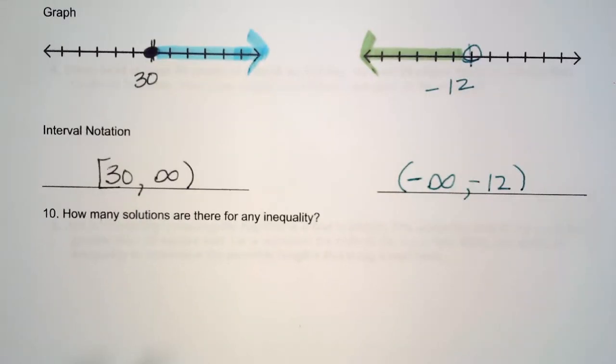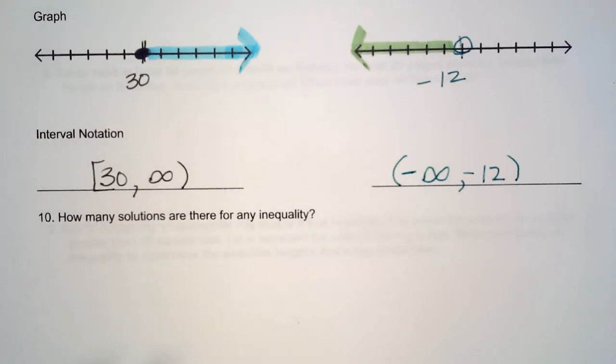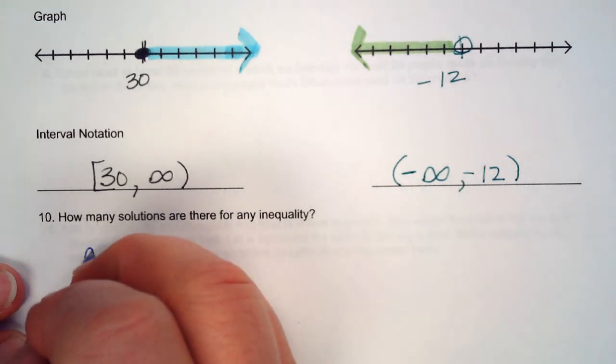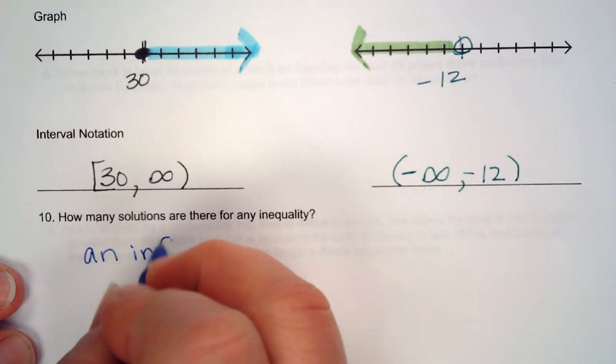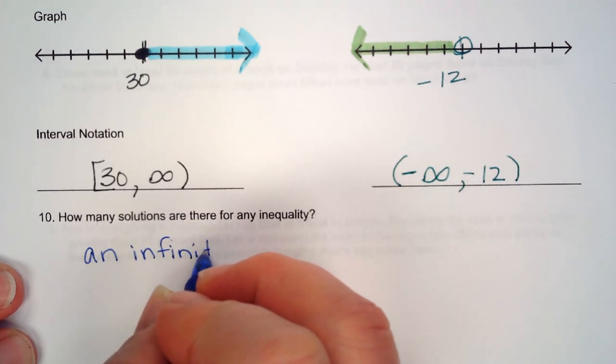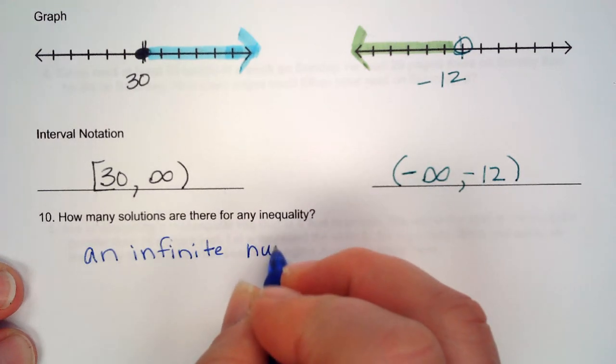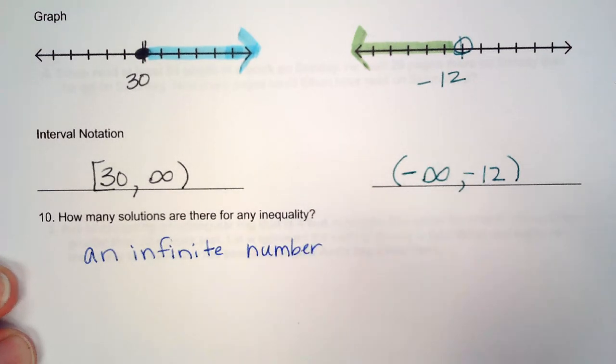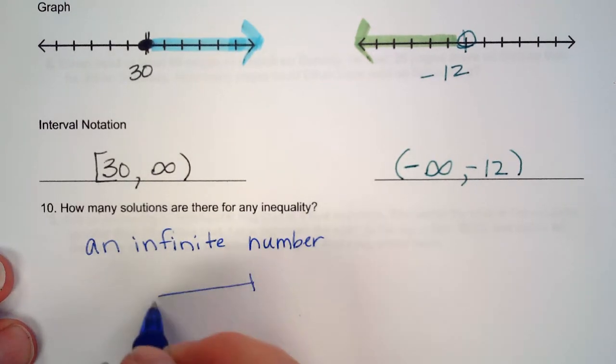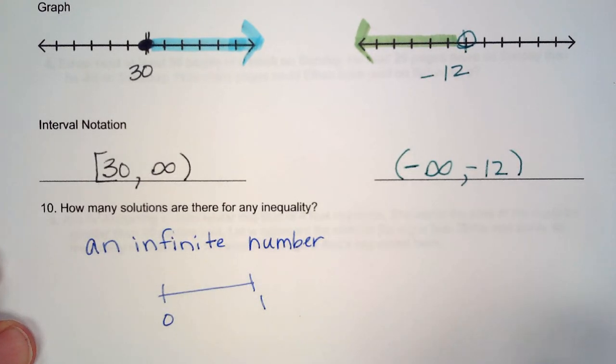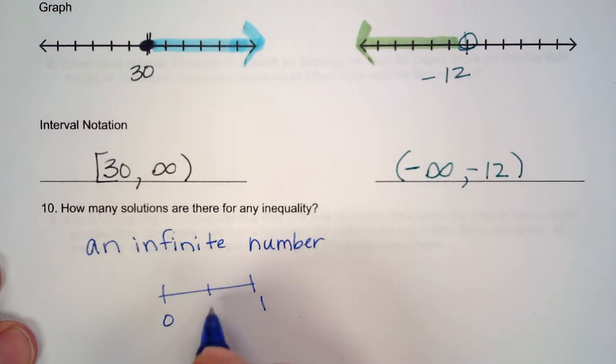Last question. How many solutions are there for any inequality? If you said an infinite number, you would be correct. Remember, we looked at between 0 and 1. How many numbers are between there? Well, we started saying, oh, we could get a half. We could get 3/4. We could get 1/4.